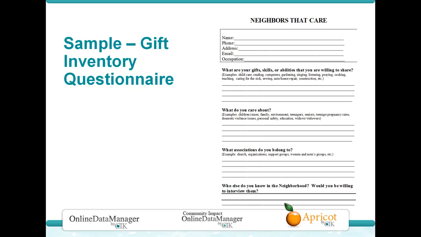It asks individuals where they live and what gifts, skills, and abilities they're willing to share in the neighborhood. What do you care about? What are your passions? What associations do you belong to? And who else do you know in the neighborhood? So the resident leadership team developed this questionnaire. They were ready to start interviewing people, getting ready to walk out the door. Then all of a sudden they said, whoa, wait a minute. We're afraid. We're not sure we want to go interview people that we don't know. The resident leadership team was primarily older African American women, so they didn't want to just go knock on doors where they didn't know people.